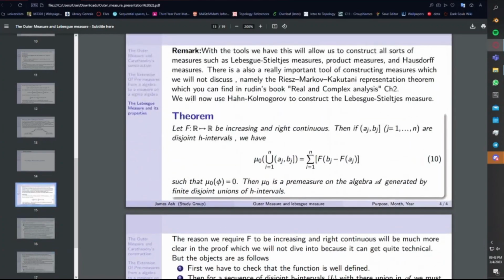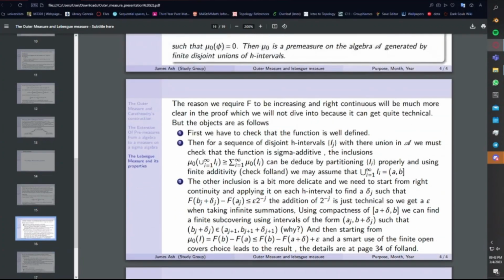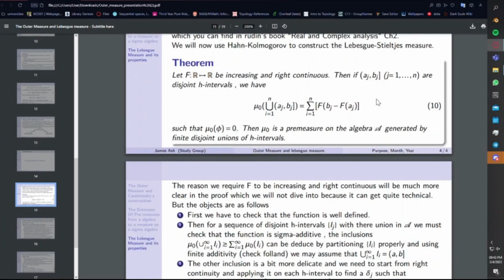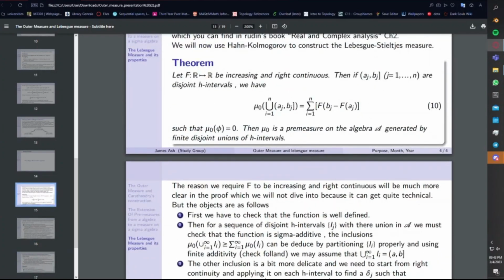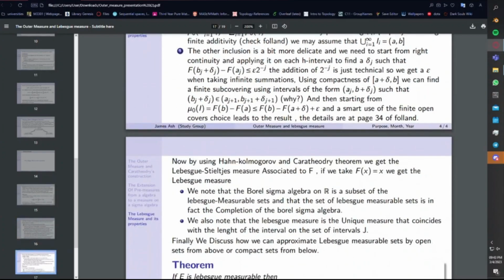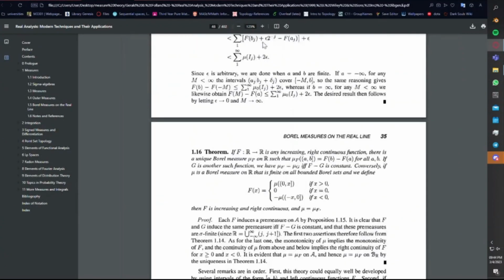But the main idea now, after we go through a bit of a technical proof of this theorem, is that we just have to use Hahn-Kolmogorov and Carathéodory theory, and we get the Lebesgue-Stieltjes measure. The Carathéodory theorem guarantees that we can move from this pre-measure to an outer measure, and then restricting it to the mu star measurable sets, we have ourselves a measure, which is the Lebesgue-Stieltjes measure associated to f. And as a special case, if you take f of x to be x, then this is exactly the Lebesgue measure that I think most of you are familiar with at this point.